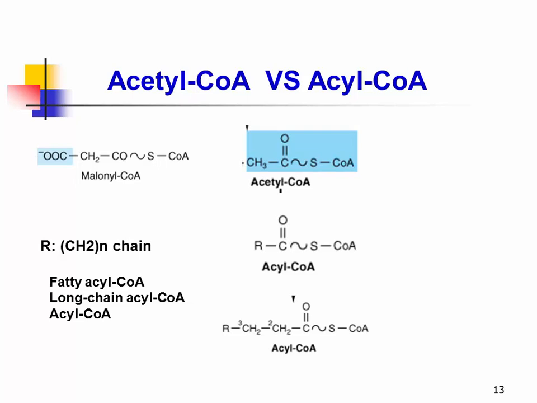It depends on which type of fatty acid. If it's palmitoyl-CoA, that means this R group has 16 carbons, right? And if it's some other fatty acid, it may have 18 or 20 carbons, depending on the type of fatty acid. So again, acetyl-CoA has only 2 carbons, and acyl-CoA can have a much longer carbon chain of fatty acids.